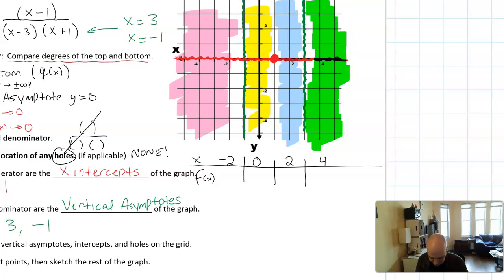So here's how you test a boundary value, or you test a value. You just plug it into the equation. I like to plug into the factored form. That's usually easiest for me. And I have the factored form up in the right there.